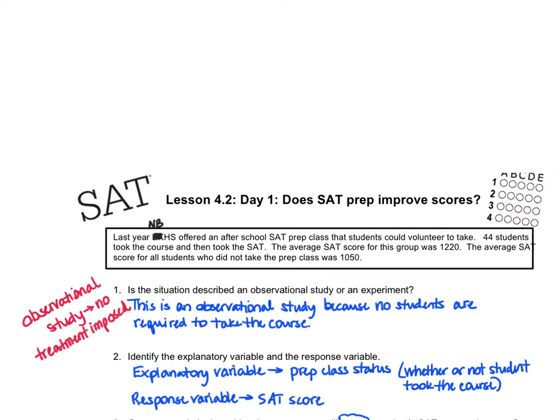Number 2 reads, identify the explanatory variable and the response variable. And we know that the explanatory variable is whether or not they took the prep class. So we can call it prep class status if we want to. And the response variable is the resulting SAT score. Remember that we choose the explanatory variable so that it can be used to help predict the outcome or the response.